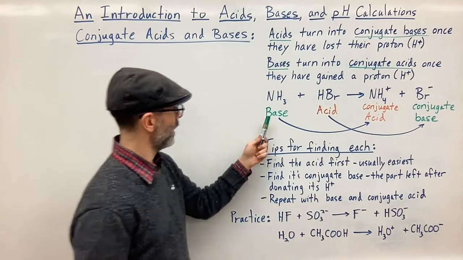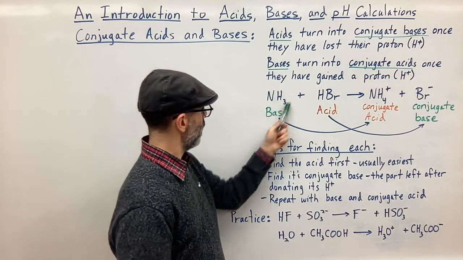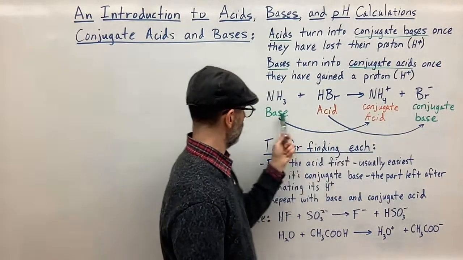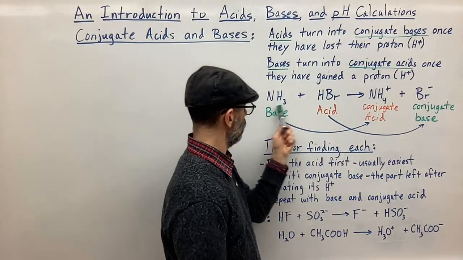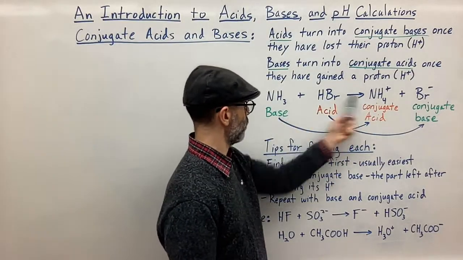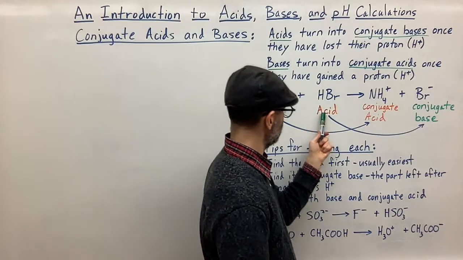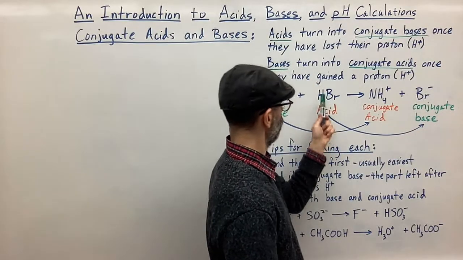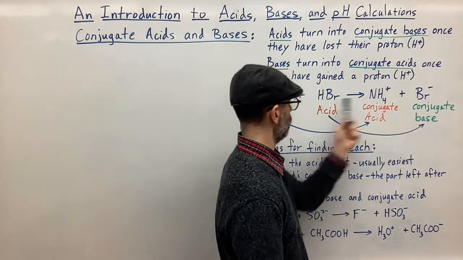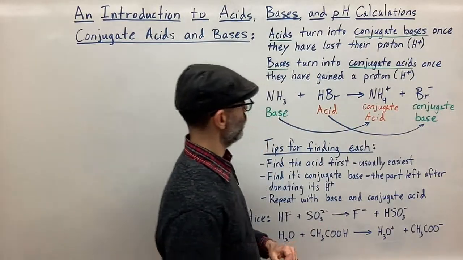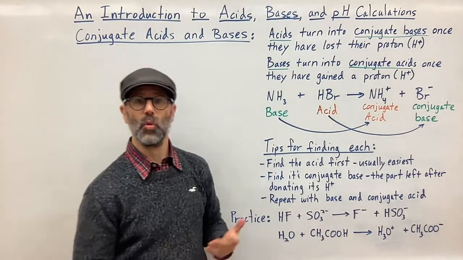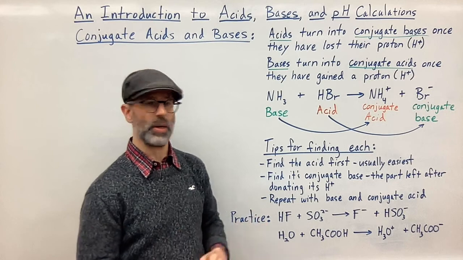Again, the base and the conjugate acid are related to each other by the transferring of a proton, and the acid and conjugate base are also related by the transferring of a proton. That's how you can identify which one belongs to which.